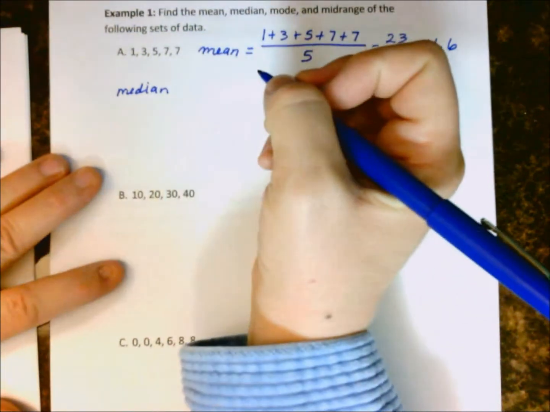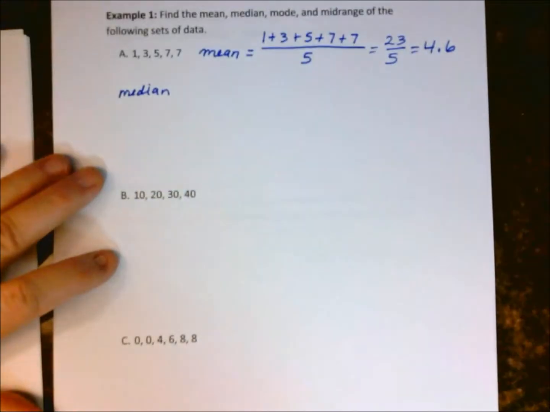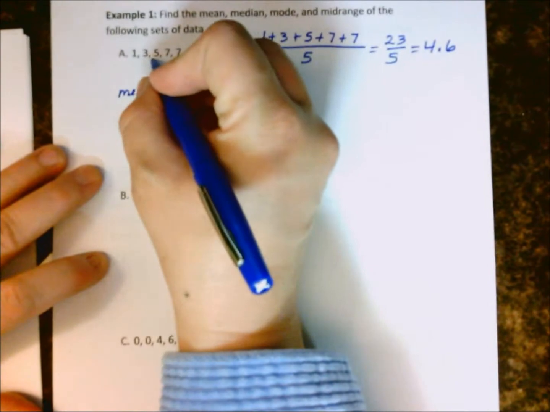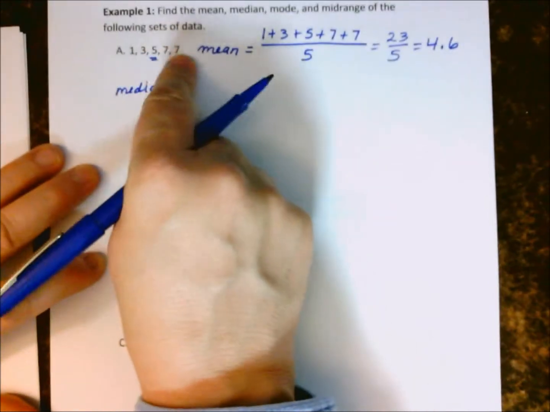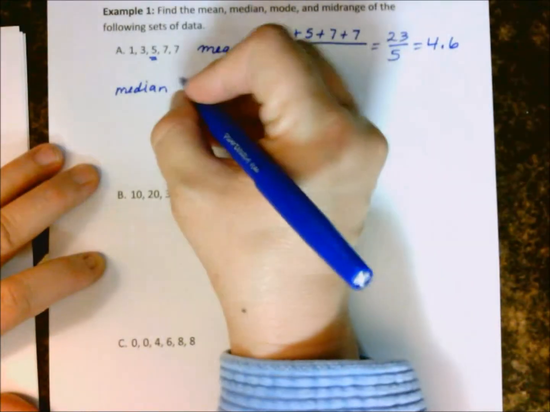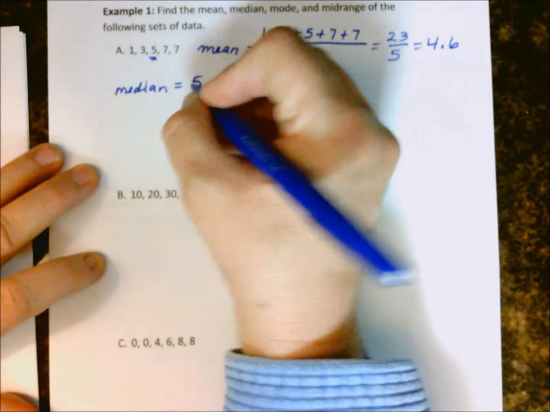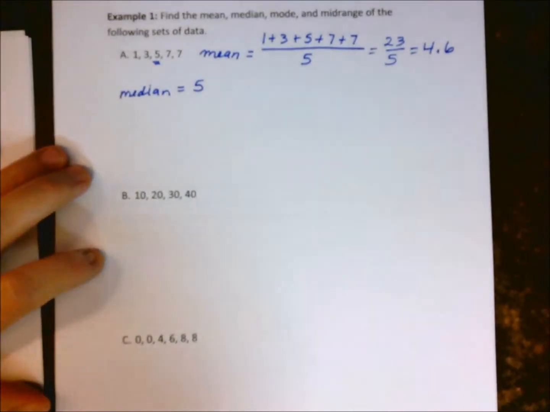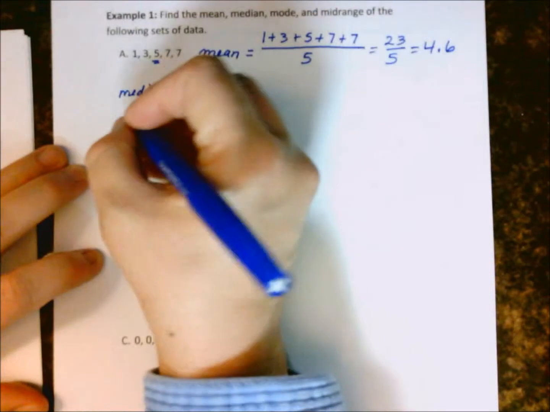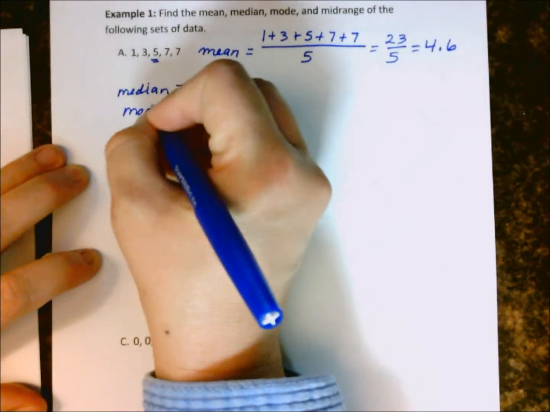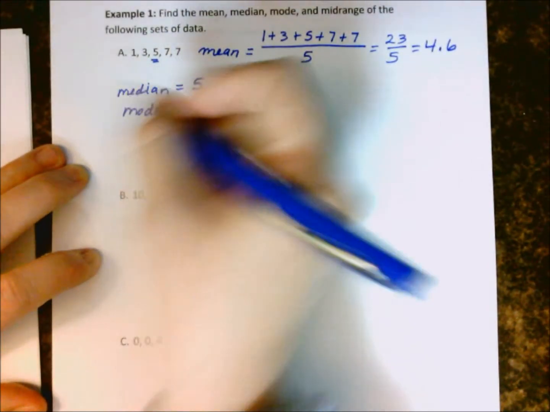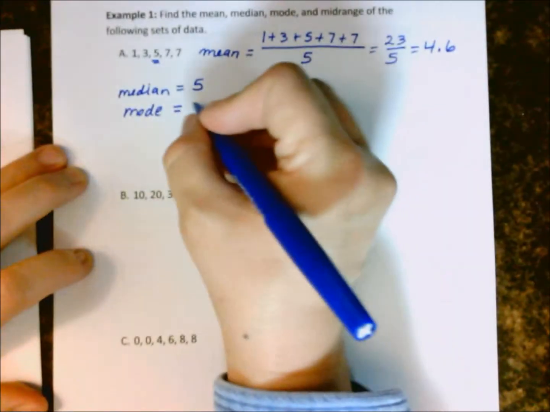The median means the middle, and when we have 5 numbers, we simply need to look at what is in the middle, right? We have 2 above that and 2 below it, so it's literally the middle. The median in this particular set of data is 5. And then we need the mode. The mode means the most frequently occurring, and that would be the value of 7.